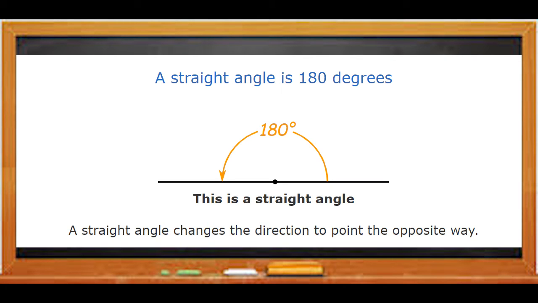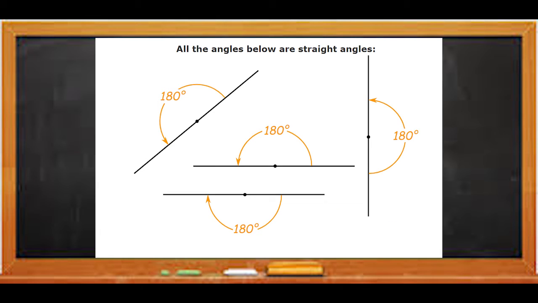And our last angle we will cover today is a straight angle, which is 180 degrees. A straight angle changes the direction to point the opposite direction. All the angles below are straight angles. Start at one end and go to the opposite side, 180 degrees.